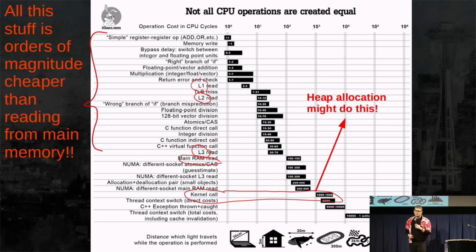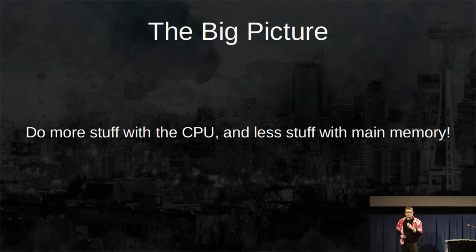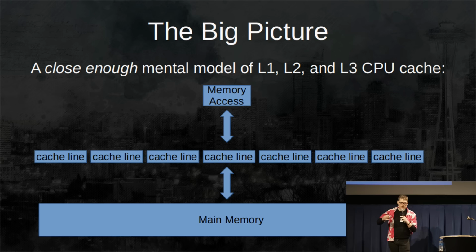Okay, so what's the takeaway here, right? The CPU is fast, but main memory is slow. So, okay, now we understand, but how do we apply that? Like, what do we actually need to do? So we need to do more stuff on the CPU. We need to do less stuff with memory. We'll drill down into that more. But let me give you just one more big picture mental model to help you out with this.